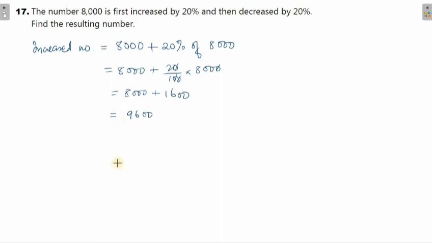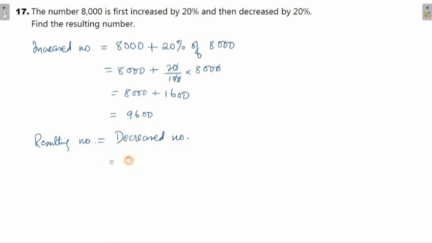Okay. Now after increasing, it is decreased by 20%. It is said, right? First increased by 20%, then after increasing, then decreased by 20%. Now you have to find the resulting number. Now resulting number means you have to find the decreased number, isn't it? So you have resulting number, which is nothing but decreased number. Now what is original number now?